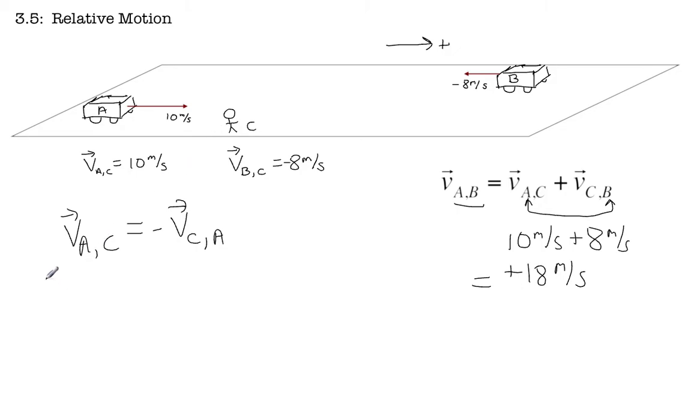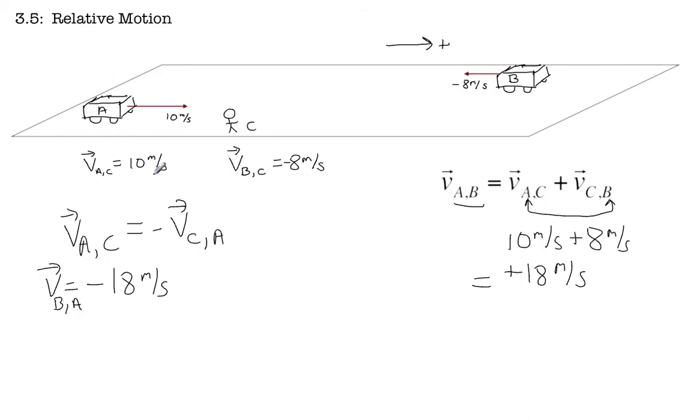And if we want to try to find the velocity of B relative to A, we could just do this flipped thing again, where if A relative to B is +18, then B relative to A must be -18 meters per second. And what we said originally was just that car A would see B moving towards it, which would be the negative direction, at -18 meters per second.